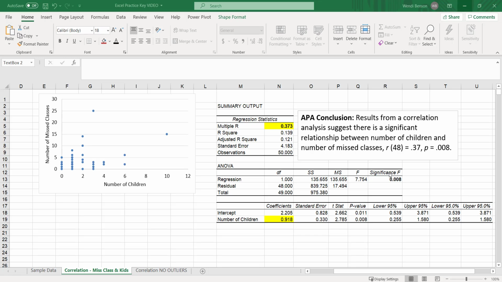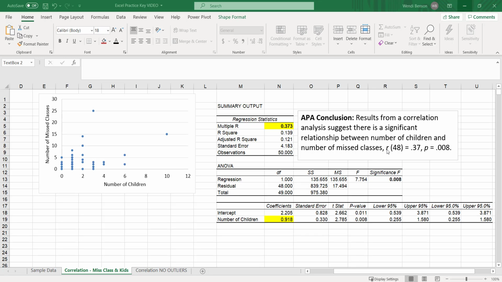Significant because this is less than 0.05, right? The significance F or our p-value. So with the word significant, relationship, because we're looking at correlation and that's all about relationships between our X and our Y. So our number of children and our number of missed classes.